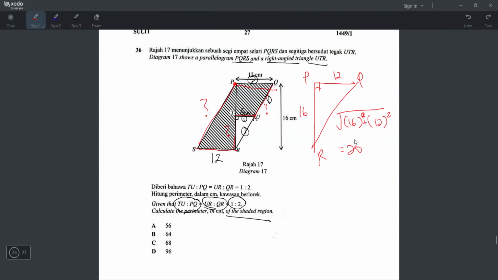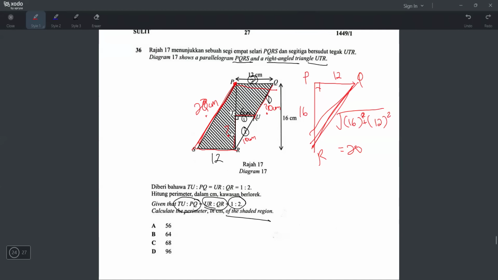Tapi ini 20 bukan jawapan. This 20 is from Q to R. But since the ratio is 1, 1, that means U is the midpoint. You can take 20 divided 2, you get 10 cm each. So that means the whole line here will be 20 cm also. So now the perimeter will be 12 plus 10 plus 6 plus this one.